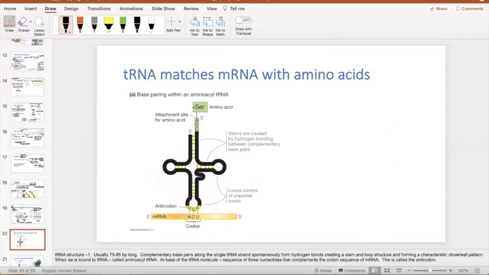This is what a transfer RNA looks like. Now remember, I told you earlier that in eukaryotes we have three different RNA polymerases: RNA polymerase 1, RNA polymerase 2, and RNA polymerase 3. And remember I said that RNA polymerase 1 copies ribosomal RNAs. RNA polymerase 2 copies messenger RNAs. And RNA polymerase 3 copies tRNAs or transfer RNAs. So RNA polymerase 3's job is to copy genes, DNA, that code for this particular type of RNA.